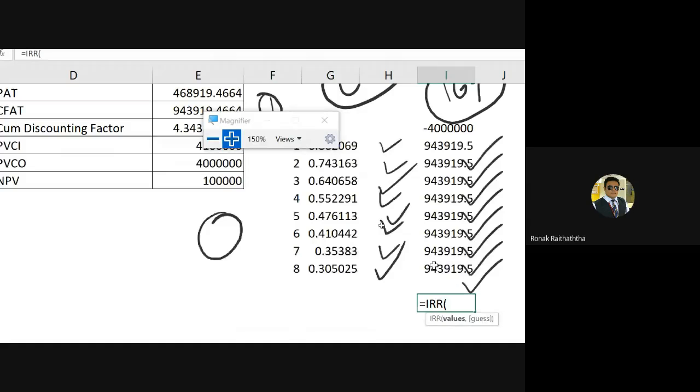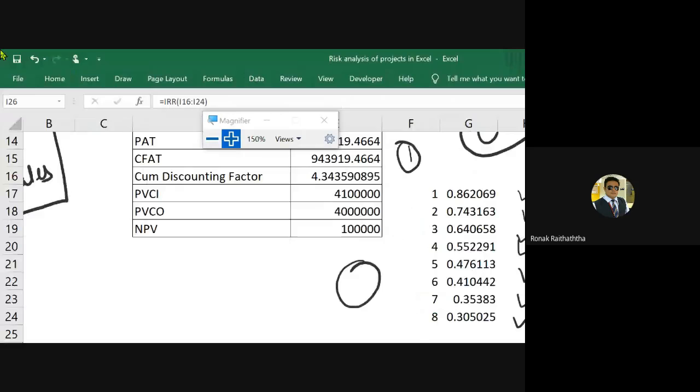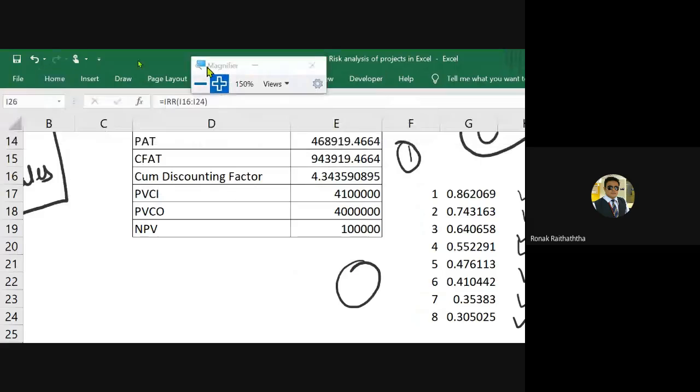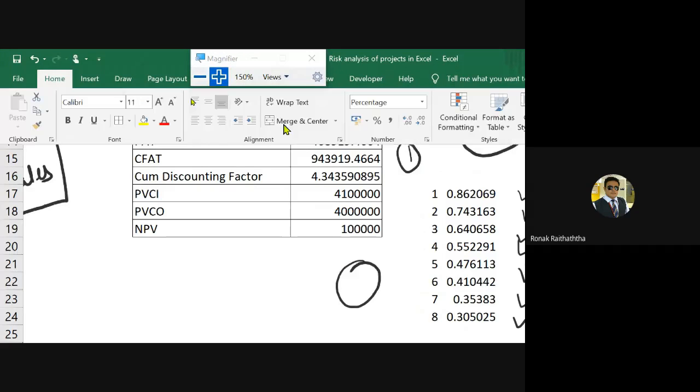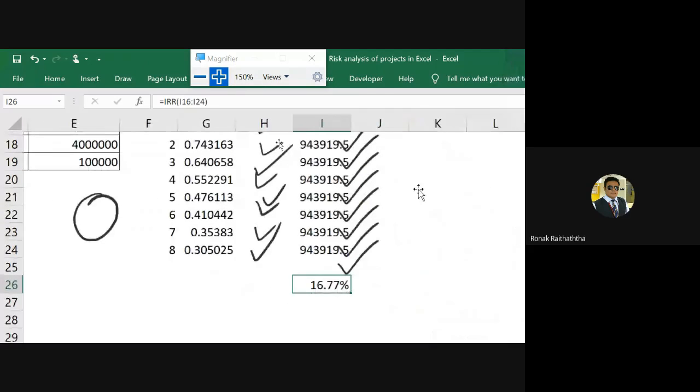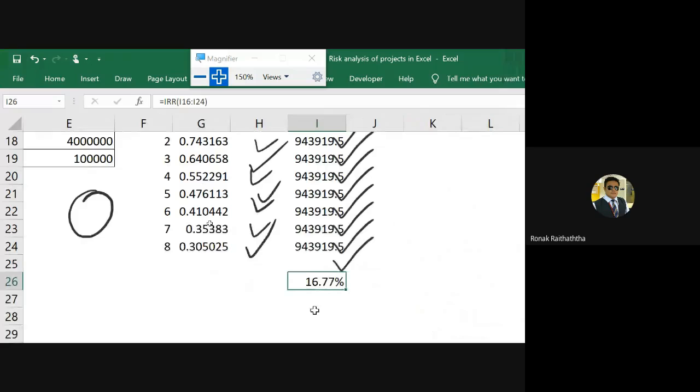Then I'm selecting the values, including the negative one, right from the first to the last one. And there is one more parameter, which is the guess. Now guess is in a square bracket, which means it's optional in nature. It's perfectly fine if you do not want to guess anything: close the bracket, press enter. You have got the rate of return. Let me increase the decimals so we get the exact answer. That is 16.67%.